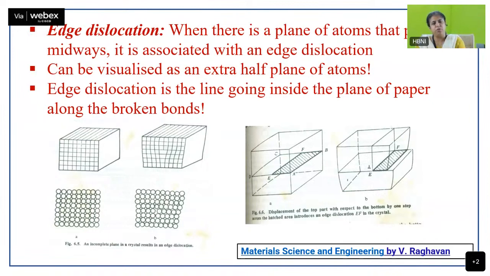In case of edge dislocation, your Burgers vector, or the vector that quantifies the magnitude and direction of your line dislocation, is perpendicular to the edge dislocation. This is very nicely explained in this book by V. Raghavan, which is Material Science and Engineering. If you want, you can refer to this one. Okay.